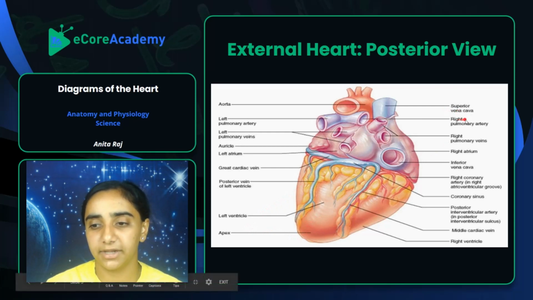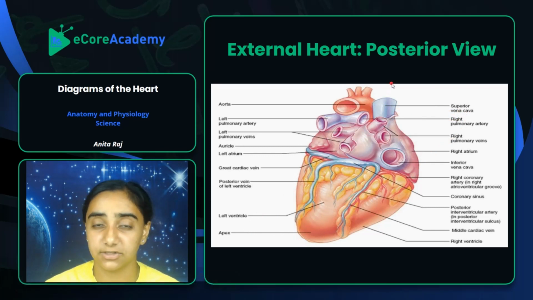Now we have the superior vena cava. This is just the back view of it. Again, it's that large, great vessel, great vein that all the veins from the top of your body combine into, and it brings deoxygenated blood into your right atrium, so the whole cycle of oxygenation can occur.